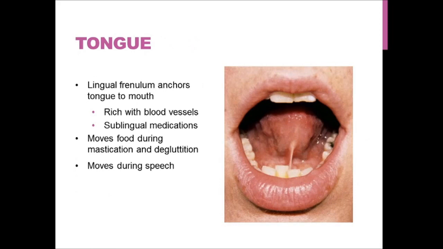You also have 3 pairs of salivary glands in your oral cavity. The parotid gland is the biggest salivary gland, and it's going to sit a little anterior to your ear. Sometimes your parotid gland can be swollen or infected if you eat a lot of salty foods.